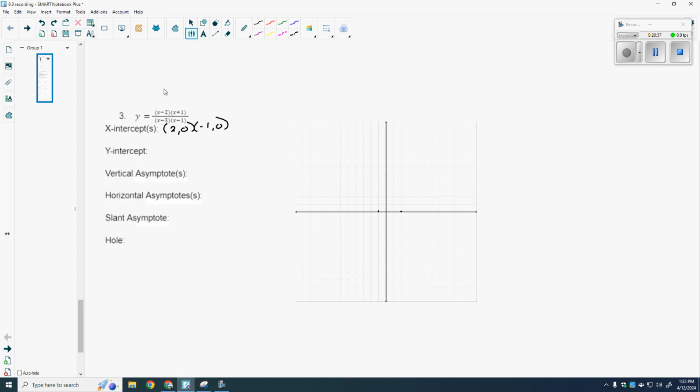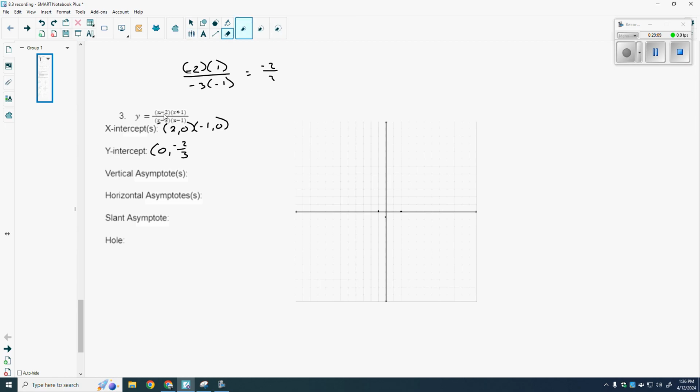Y-intercept, put in 0 for x. So I get negative 2 times a positive 1 over a negative 3 times a negative 1. On top is a negative 2. On bottom is a positive 3. And I get a negative 2/3. So my y-intercept is 0, negative 2/3. And I simply just plugged in a 0 for all of my x's.